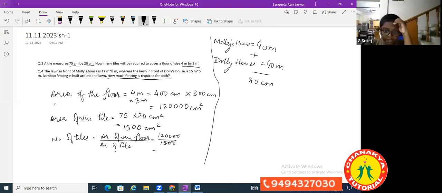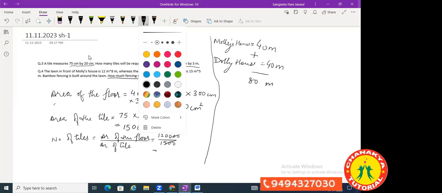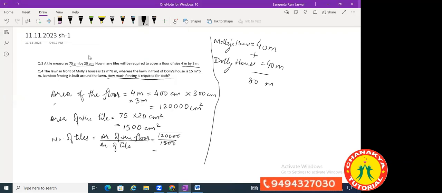Okay. Ma'am, you wrote 80 centimeters. It's 80 meters. Okay, it's 80 meters. Okay, so done, everyone. Let's move on to the next page.